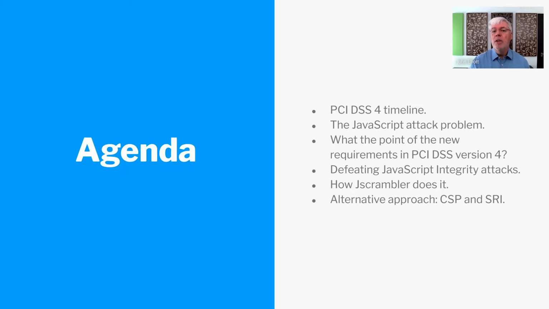I'm going to start off with a quick reminder of the PCI DSS version 4 timeline, and then we will take a look at the problem that the JavaScript related requirements in PCI DSS version 4 are designed to address. From there, we're going to look at the requirements themselves and then how Jscrambler's web page integrity product both meets the requirement of the standard, but more importantly can stop JavaScript skimming attacks. And then finally, we will also look at another way of stopping these attacks and achieving compliance with the new requirements in the standard by using web standards, content security policy, and sub-resource integrity.